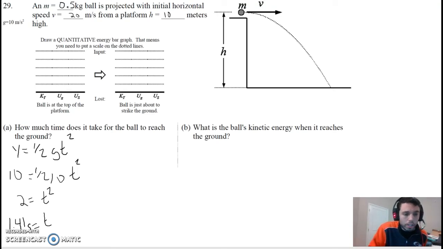All right, so it turns out that part is not an energy question at all. Actually, just a kinematics question. All right, what about part B? What is the ball's kinetic energy when it reaches the ground?